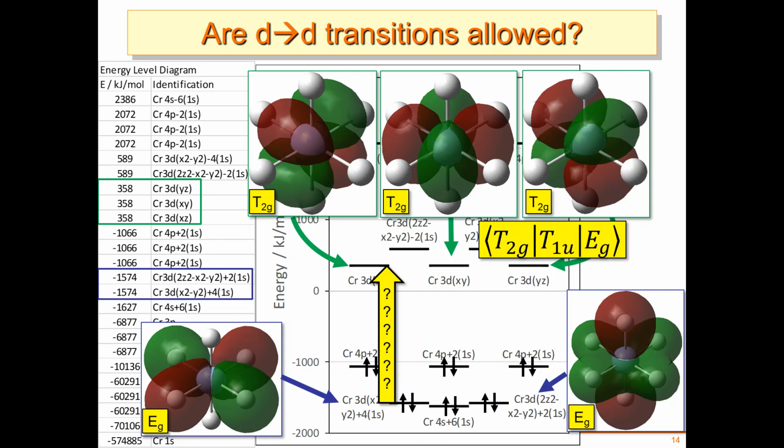Why did it decide to bond with the x squared minus y squared versus xy or xz, yz? Okay, look at the pictures and you should be able to tell me that. Think about those xy, xz, and yz orbitals. They don't point at any atoms.